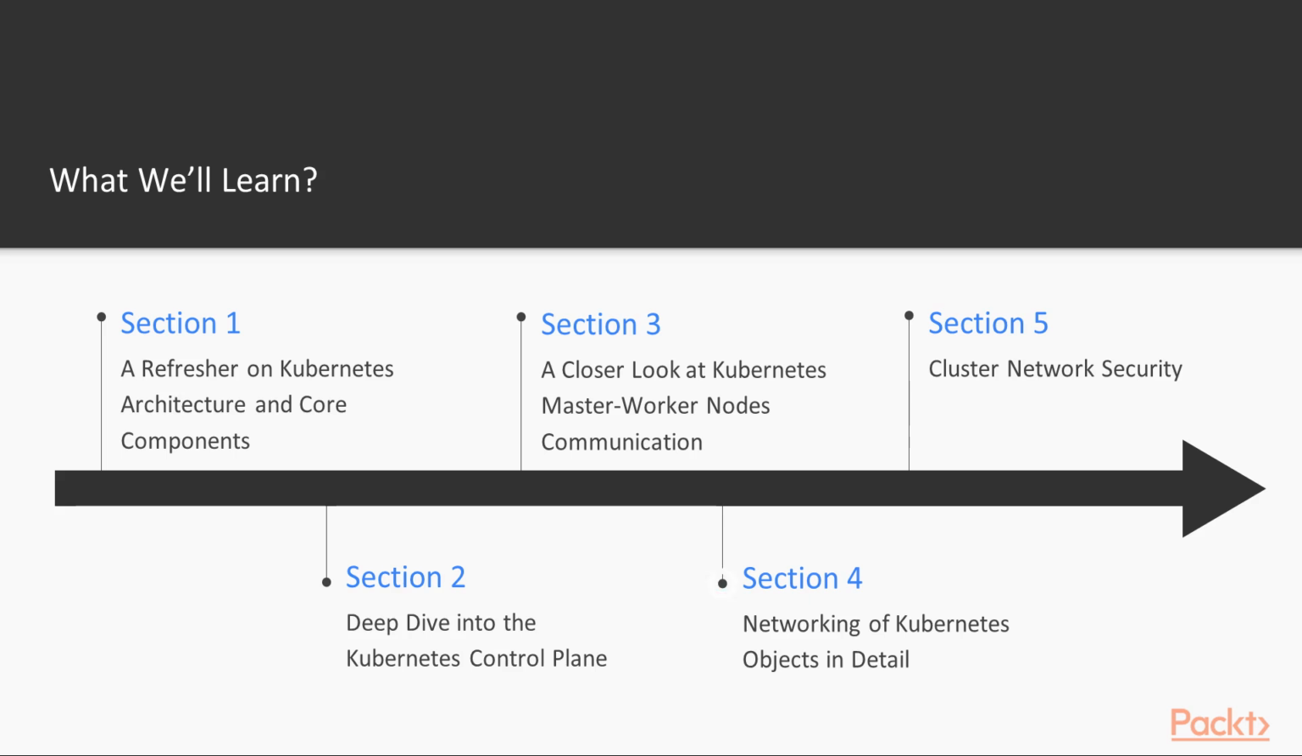In Section 4, we will explore in detail the networking aspects of the various Kubernetes objects. Elements such as pod-to-pod and container-to-container network communication will be covered. A detailed view of services and ingresses will also be provided. And then finally, the last section of the course will cover cluster network security. Topics such as network policies and how to harden the Kubernetes cluster from a networking standpoint will be explored.